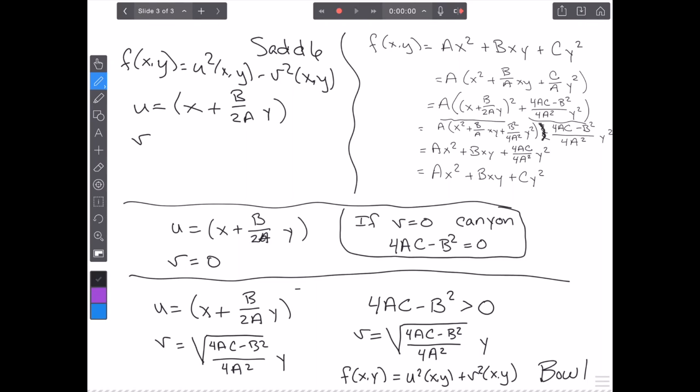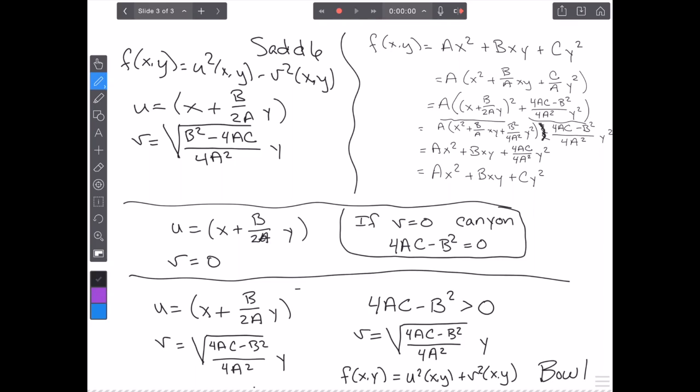Okay, and then in this case, v will be equal to the square root of, right, this term I'm interested in is negative. So if I want to take a square root, I'm going to have to put a negative sign in front of it, or flip the two terms in the numerator. So I can write b squared minus 4ac over 4a squared and then times y. And in this case, right, then we'd have f equal to u squared minus v squared.